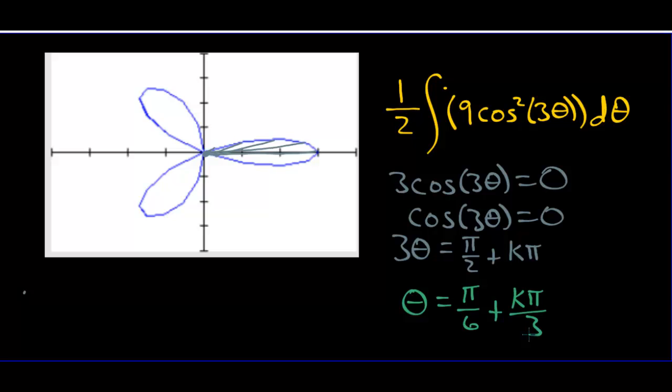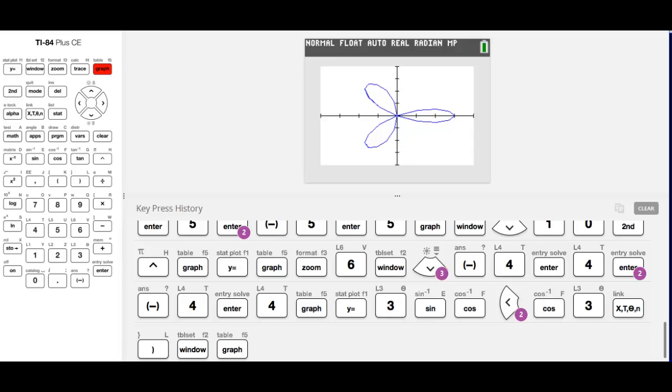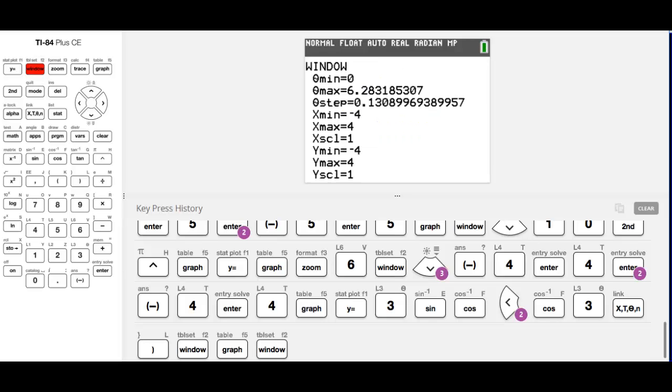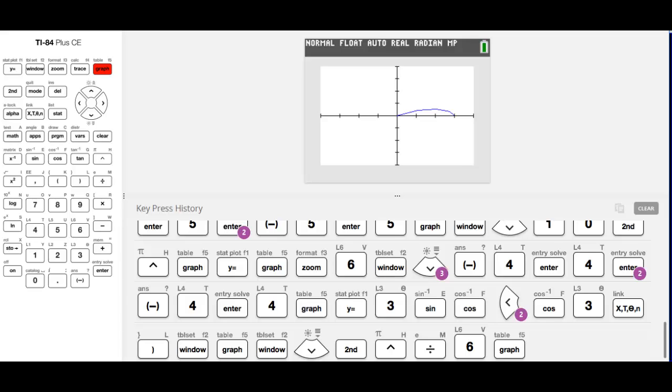So I'm thinking that the radius is going to be 0 whenever theta is pi over 6. Now that's important for me because let's just see what this looks like. Let me go back to my calculator and let me just graph, instead of from 0 to 2 pi, let me graph from 0 to pi over 6. Ah, it looks like I have the top part of that.